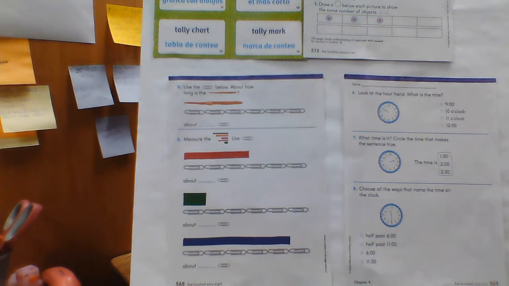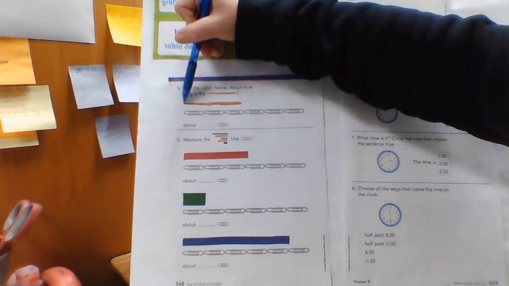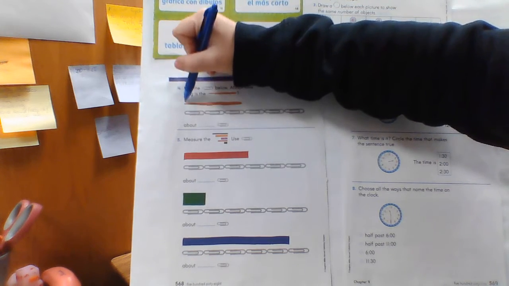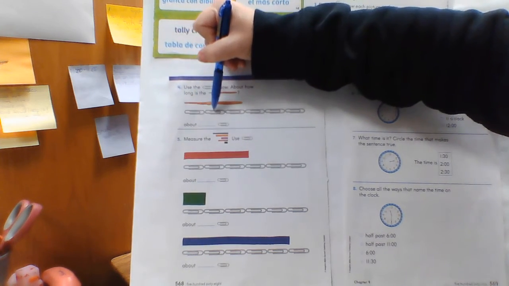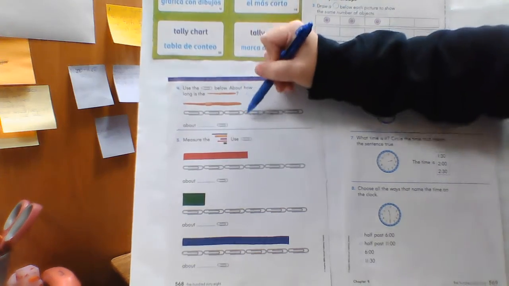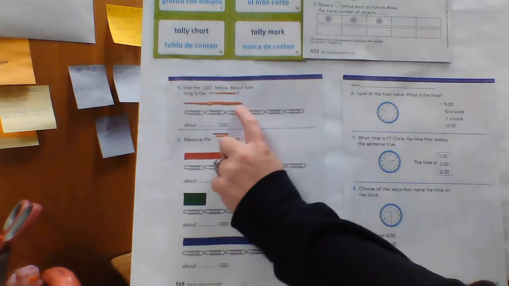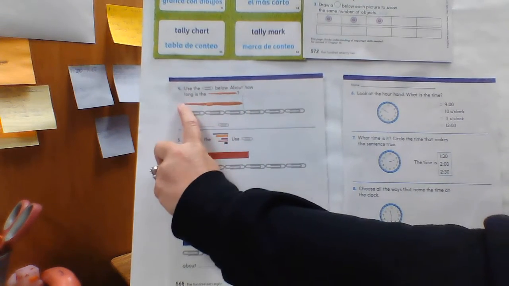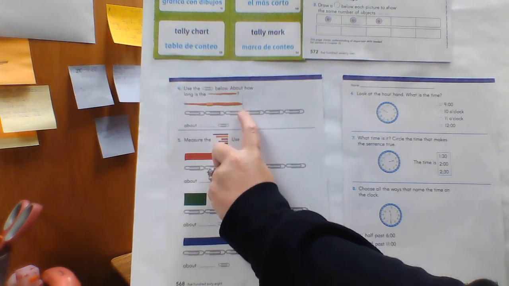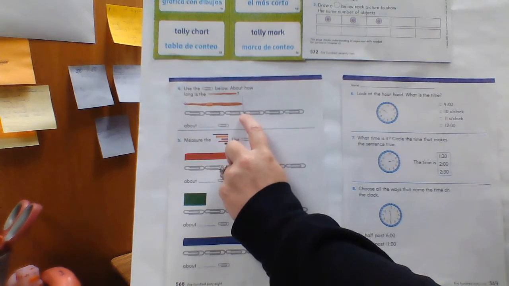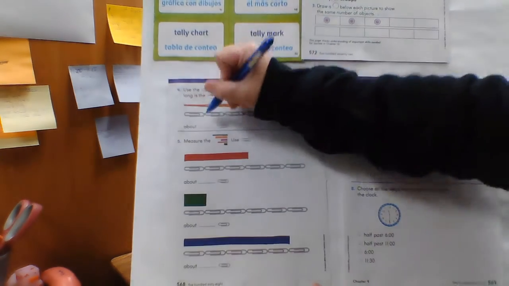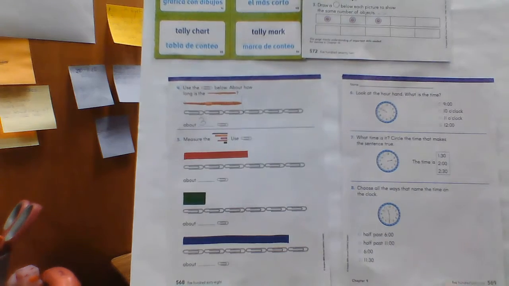Number 4. Use the paper clips below. About how long is the string? They start here and they're in line together. So we have 1, 2, 3, because after the third one, it stops. If you go all the way over to the end and then you go down, you see that it stops right after the third paper clip. So I know that it is about 3 paper clips long.